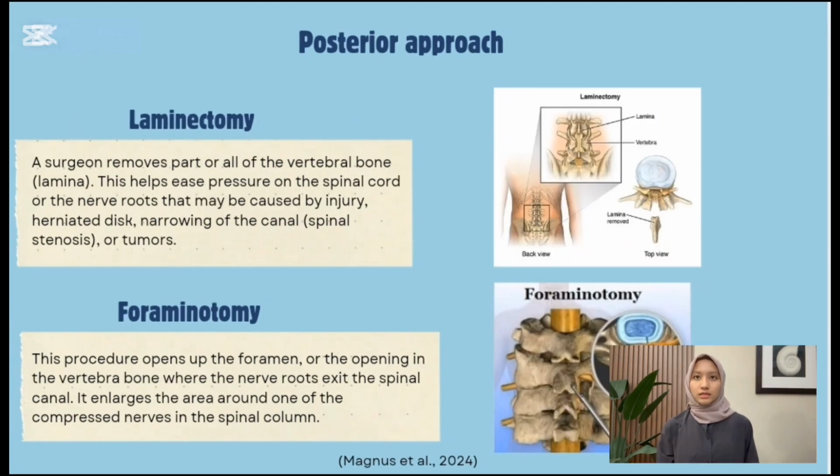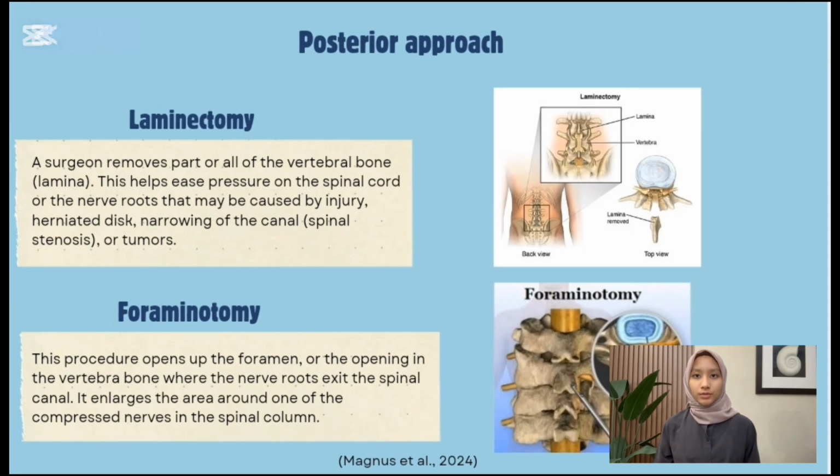Next is the posterior approach. This involves laminectomy and foraminotomy. Laminectomy is a surgery where part of the lamina is removed to relieve pressure on the compressed nerves. This surgery usually will be done if the patient has conditions like spinal stenosis or herniated disc. The aim of the surgery is to reduce the pain, numbness, and weakness caused by the compressed nerves.